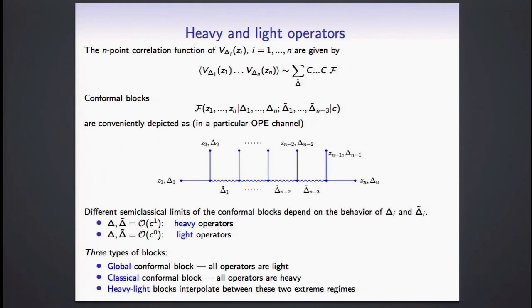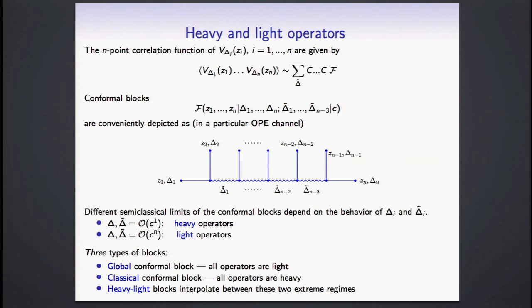Okay, in what follows, we will be distinguishing between different semi-classical limits of conformal blocks, and these limits depend on particular behavior of conformal dimensions. So there are two types of conformal dimensions, which we call heavy and light. And heavy operators, or heavy dimensions, means that conformal dimension grows linearly with central charge, while in the case of a light operator, conformal dimension remains fixed independently of a particular value of the central charge.